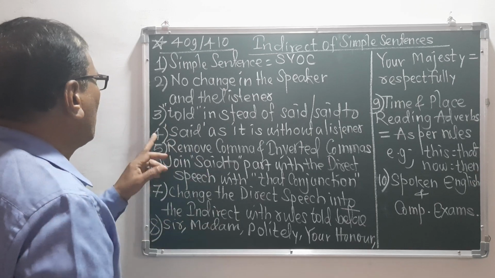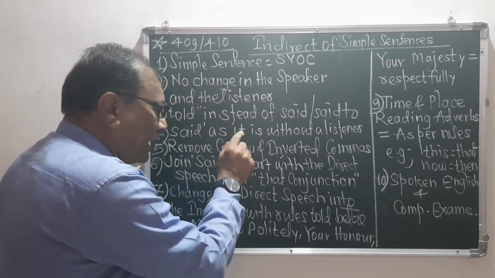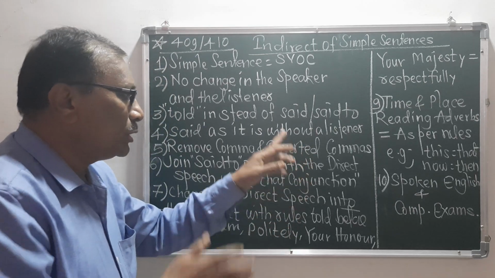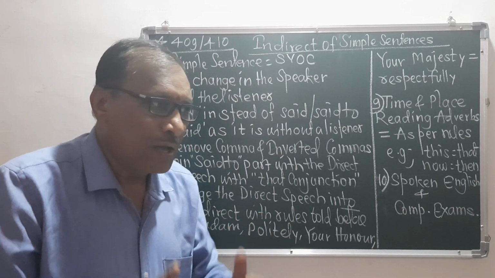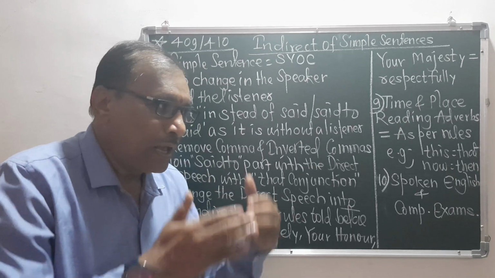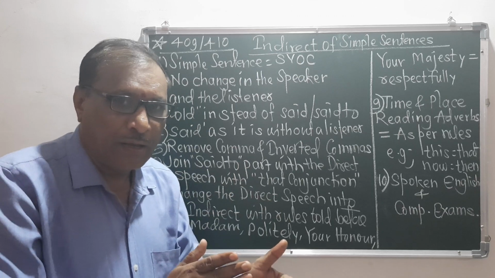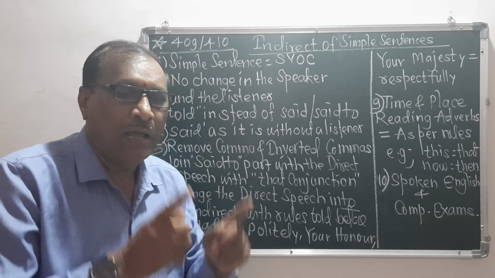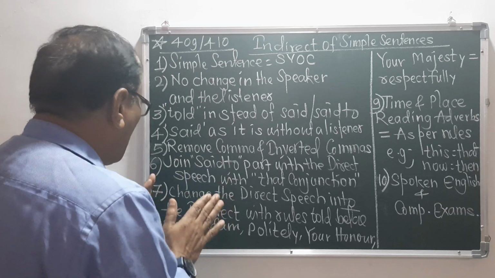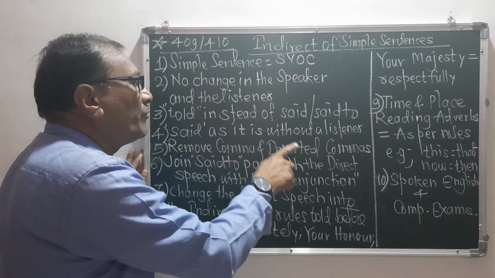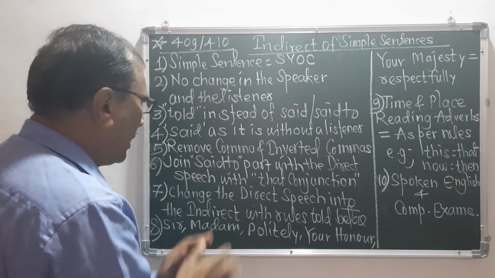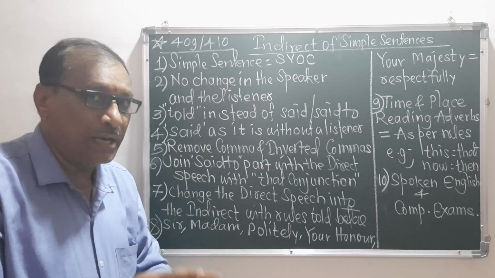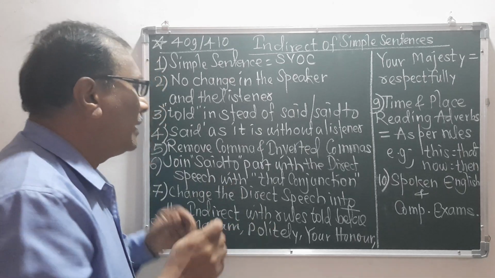Then the next rule, the fourth rule, is said as it is without a listener. Remember, if in the direct speech there is no listener, for example, I will say, Ramesh said, I am going to the market. Here in this direct speech there is no listener, there is only the speaker. If there is no listener and only the speaker, then we should put only said as it is, without a listener. So if in the direct speech there is no listener and only the speaker, then we should put said as said.